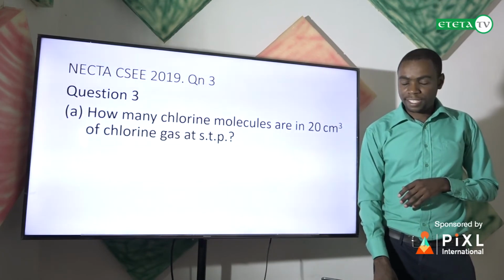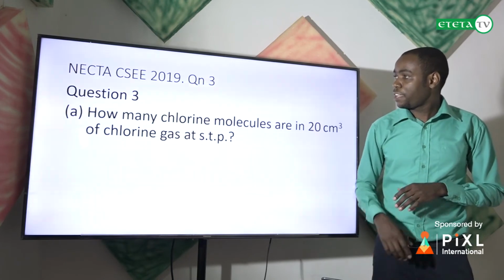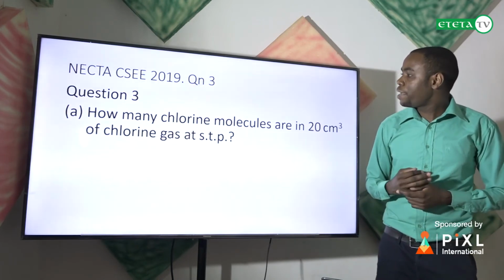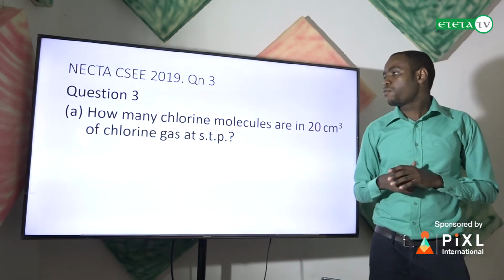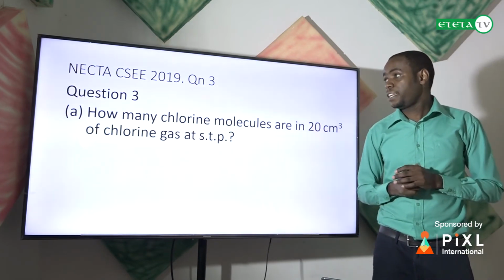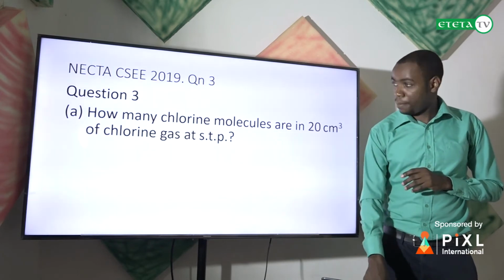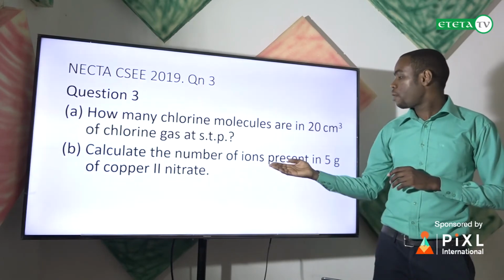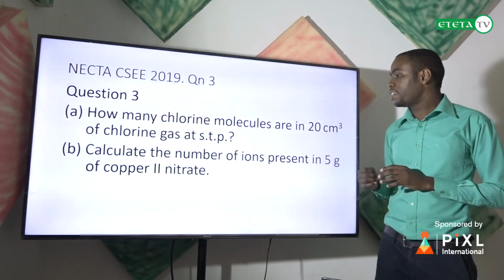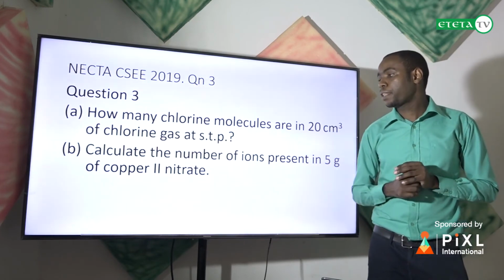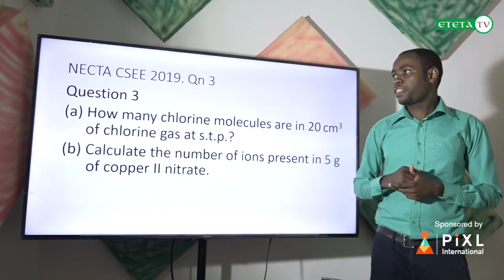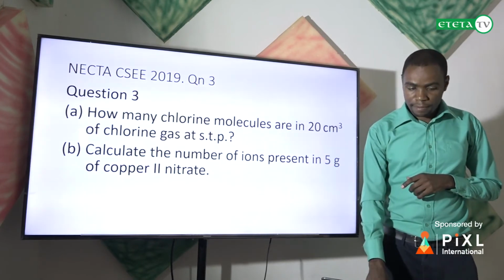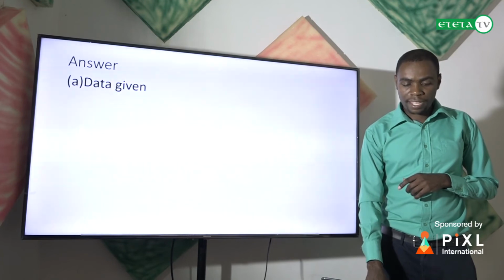And the question number 3A says, how many chlorine molecules are in 20 centimeter cube of chlorine gas at standard temperature and pressure? And the B says, calculate the number of ions present in 5 gram of copper 2 nitrate. So here you have question number 3A and question number 3B. Starting with the question number 3A.